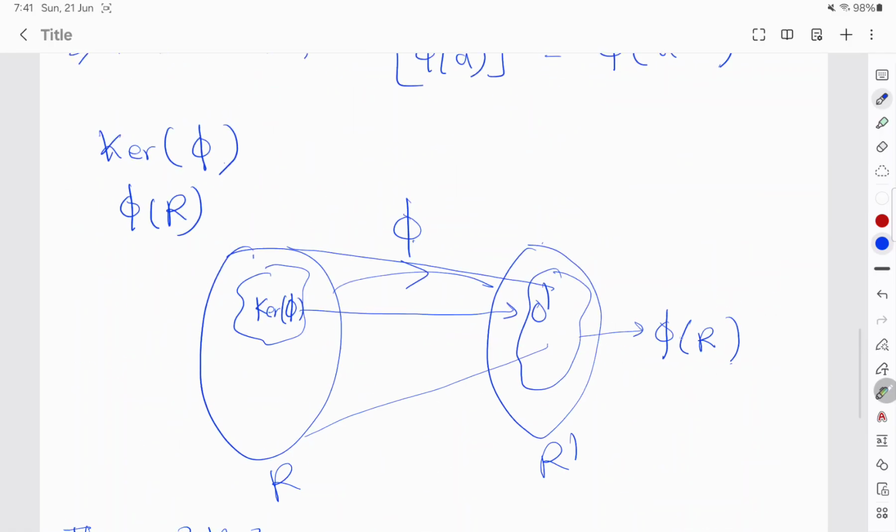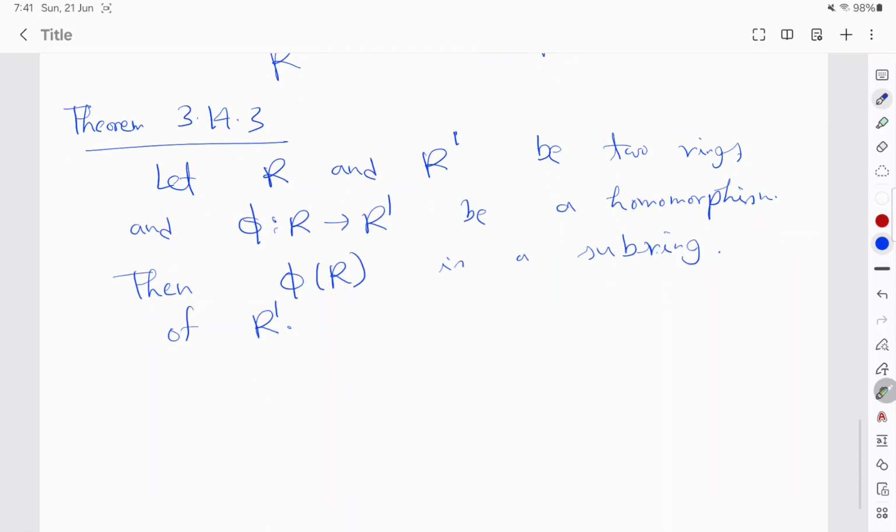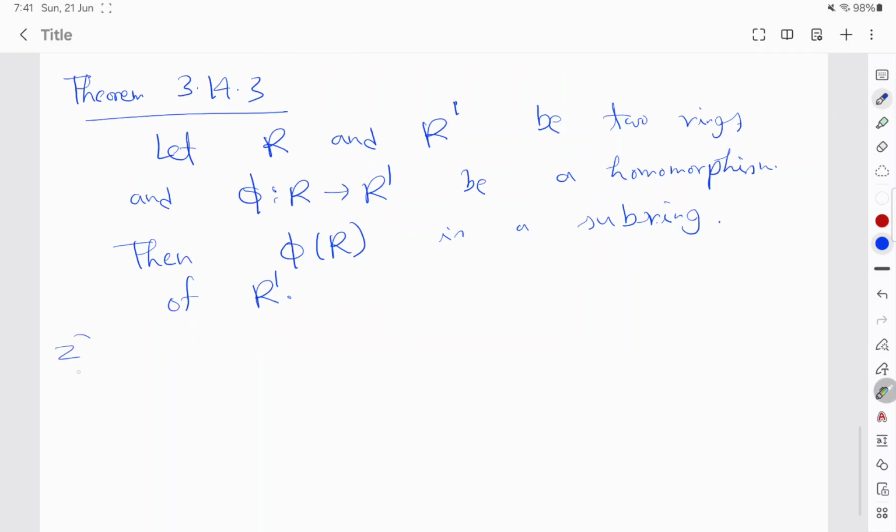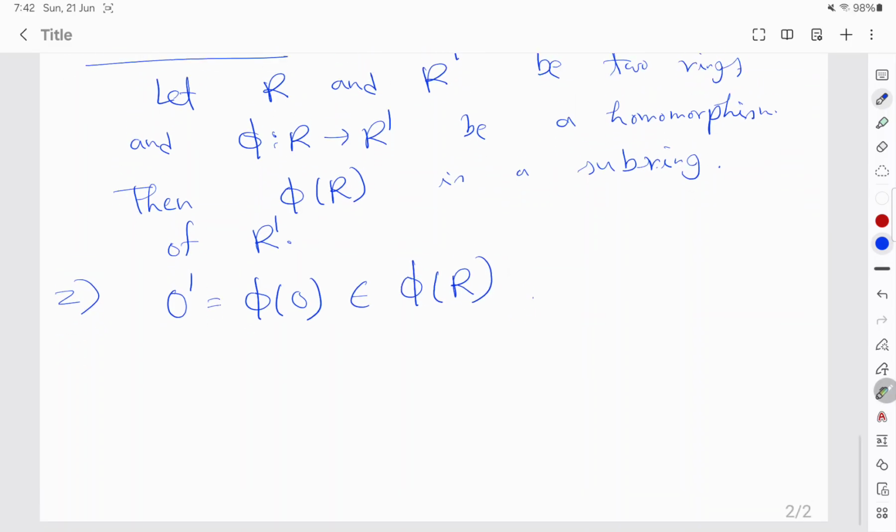That means this phi of R will be a subring of R dash. So what do you have to prove for a set to be a subring? You know that you have to show the 0 element, and if you consider 2 elements, their addition, subtraction and multiplication should be in that set, right? Obviously 0 dash equals phi of 0, and that belongs to phi of R, right? So the 0 element is no issue.